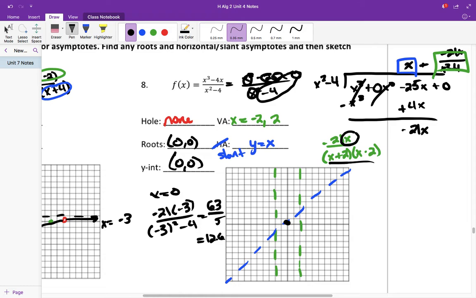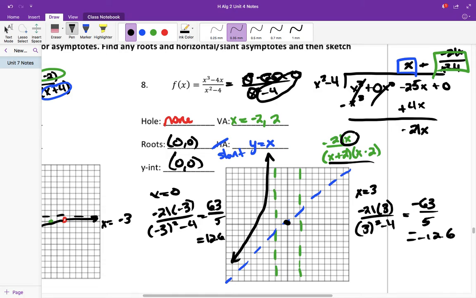And notice that if I were to graph that, then (-3, 12.6) would be somewhere up in here. In other words, my graph is going to look something like this. So it's going to be up in this top section. I'm then going to test a point for this right side of my graph. And so testing a point there, I'm going to put in, let's say, an x value of +3 this time. And we'll see how that's different. So -21 multiplied by +3 over +3 squared minus 4. So notice that this time I end up with -63 over 5, which would be -12.6. So for this one, having a point down in here somewhere, I'm going to have a graph that looks something more like this.